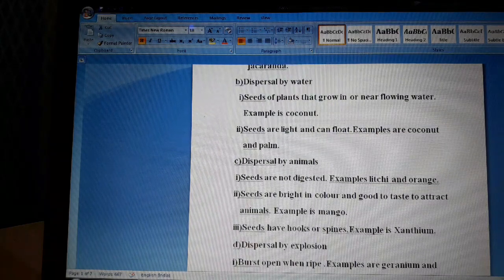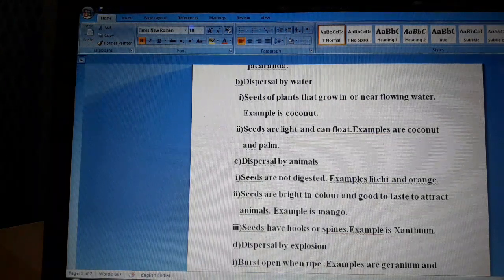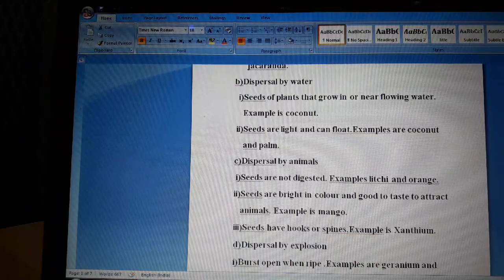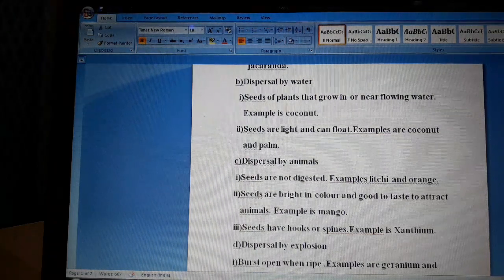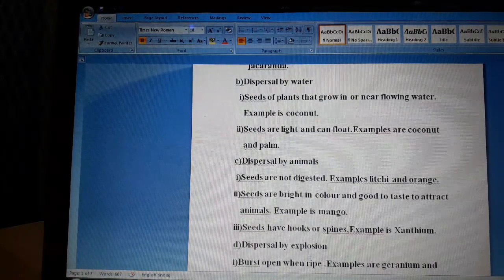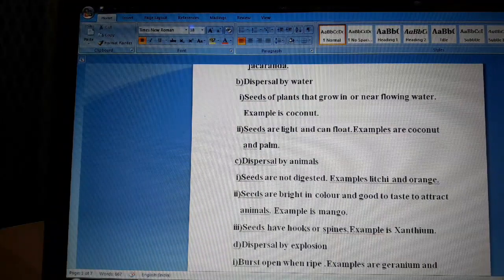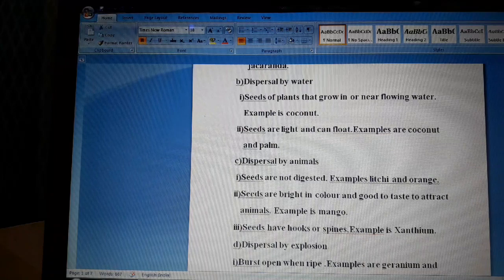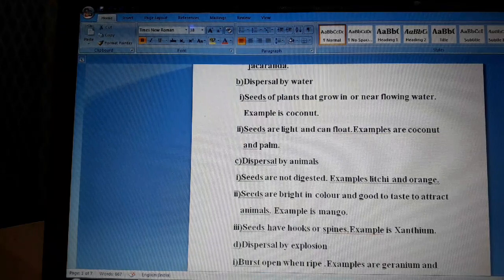Now I will discuss the point dispersal by water. Now seeds of plants that grow in or near flowing water. See, you have all seen that coconut trees grow on the coast, in coastal areas. When the coconut ripens, it falls on the water, and the flowing water thrashes it onto the shore on the other side, and on the land it falls and grows over there. A new coconut plant grows there. The characteristics of seeds dispersed by water are that they should be light and they should be able to float in water. Examples are coconut and palm.